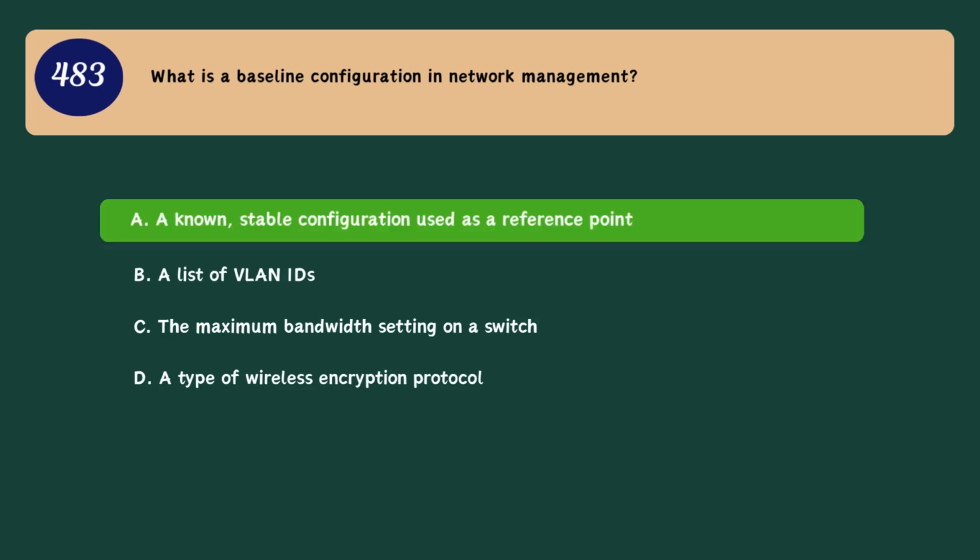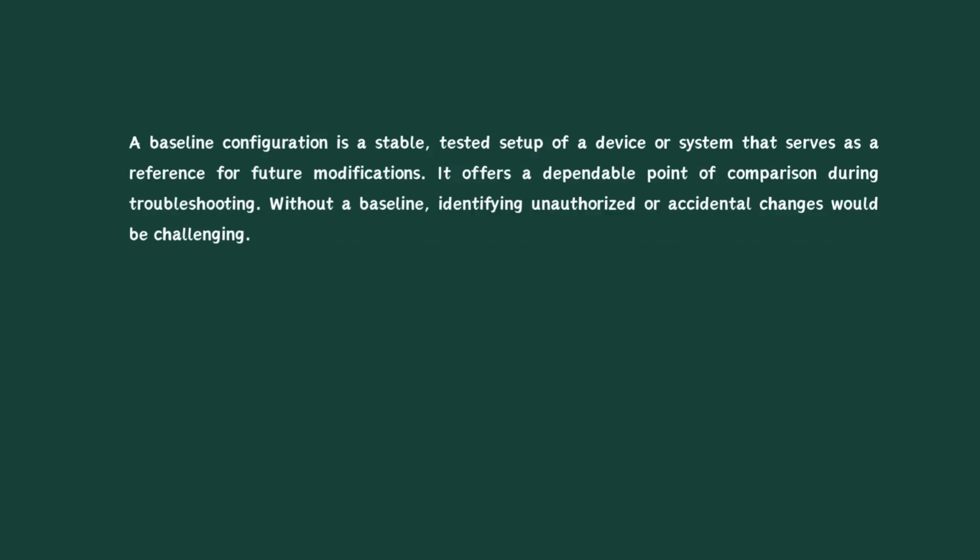Correct answer. A. A known, stable configuration used as a reference point. A baseline configuration is a stable, tested setup of a device or system that serves as a reference for future modifications. It offers a dependable point of comparison during troubleshooting. Without a baseline, identifying unauthorized or accidental changes would be challenging.